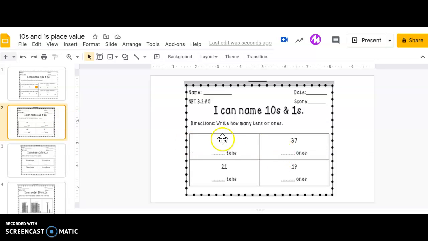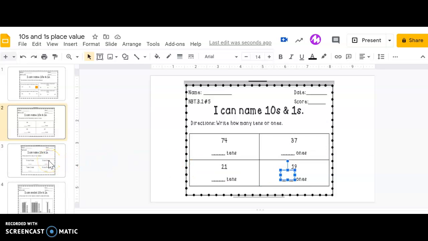On this slide, it says write how many tens or ones. So for our first two problems, it wants you to type the number for how many tens. How many tens are in 74? How many tens are in 21? And then be careful. Good mathematicians notice these two numbers are looking for how many ones. So you're just going to write the number in the ones place.